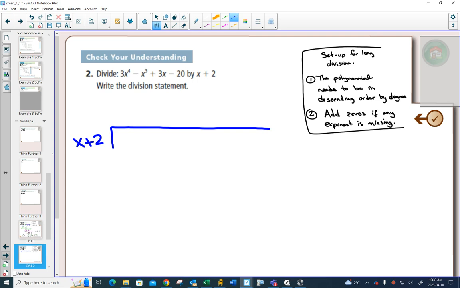We have a 3x to the 4 minus x cubed. Notice that there's no x squared in this one. So for that second part of the setup, we are going to write plus 0x squared plus 3x minus 20. That 0x squared is important because we need to hold a column space, because when we do our math, x squareds are going to show up.